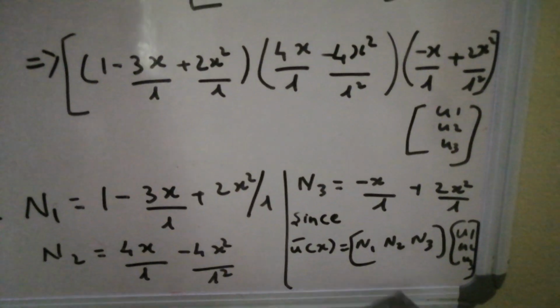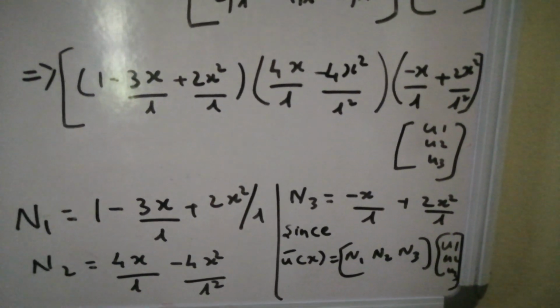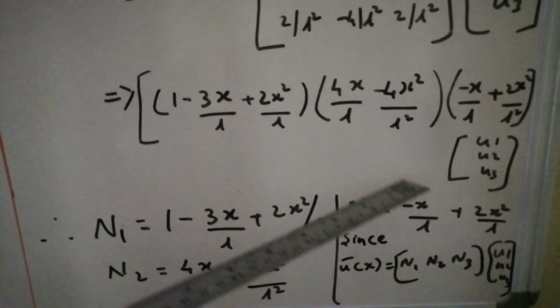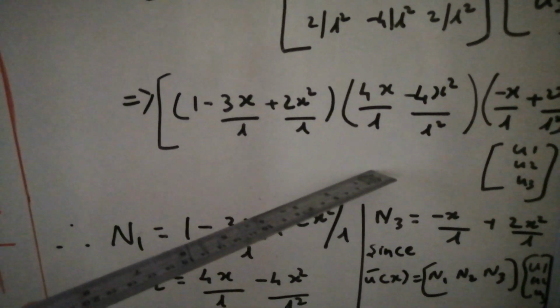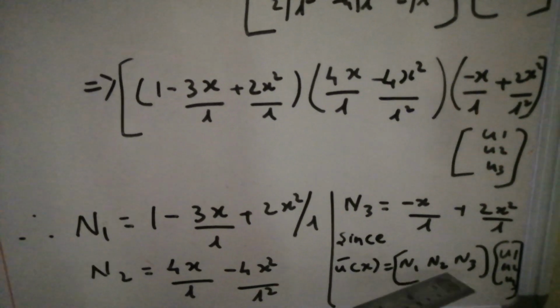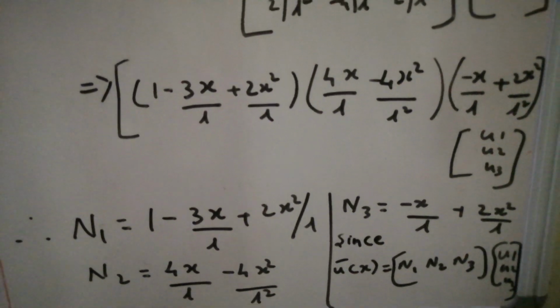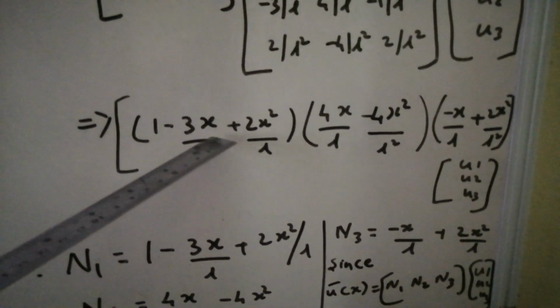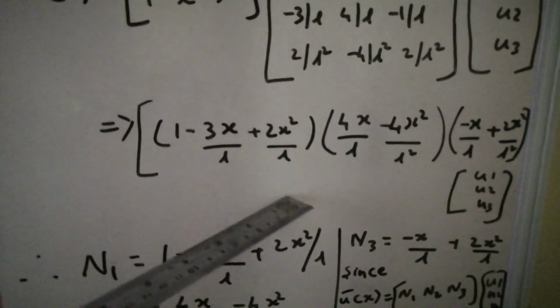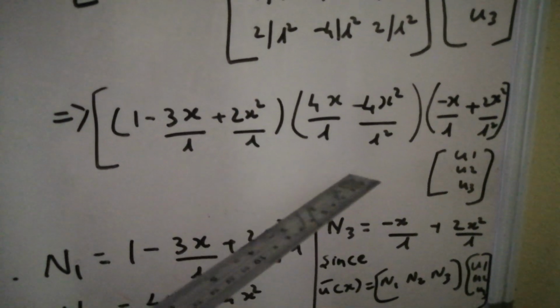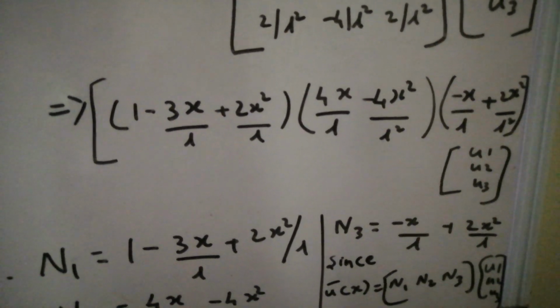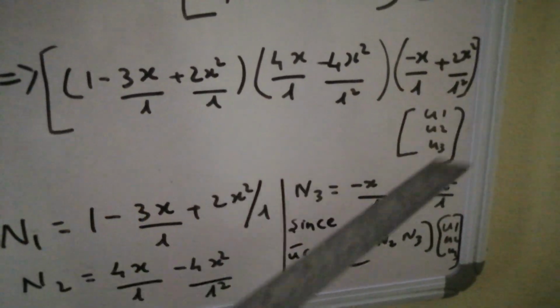This is the basic equation that we have studied in the previous class, and this equation is similar to this equation. So we will get the values of n1, n2 and n3. That is, n1 equal to 1 minus 3x by L plus 2x square by L square, n2 equal to 4x by L minus 4x square by L square, and n3 equal to minus x by L plus 2x square by L square.